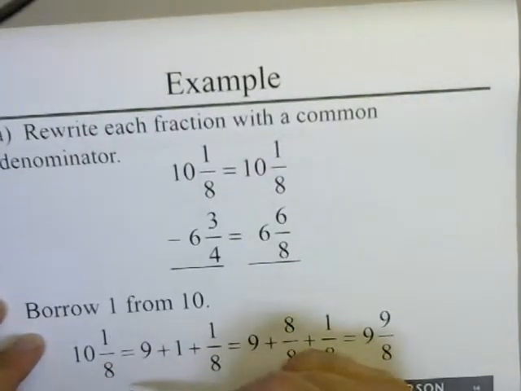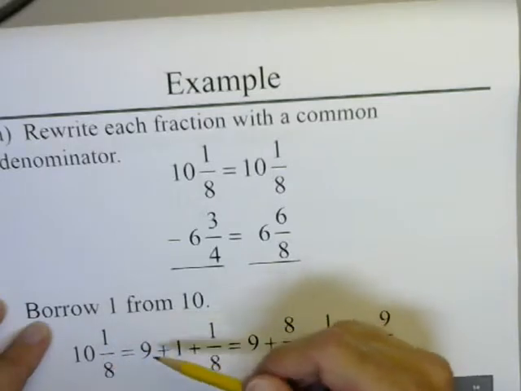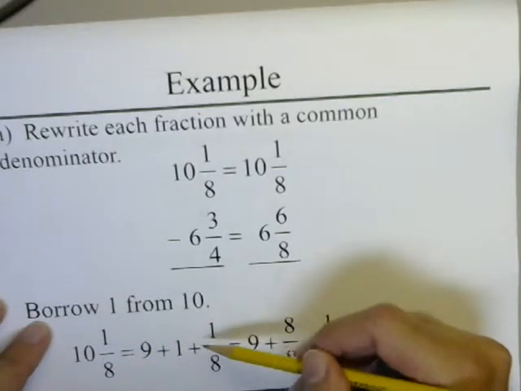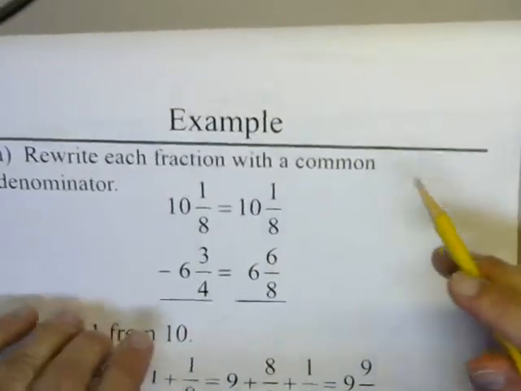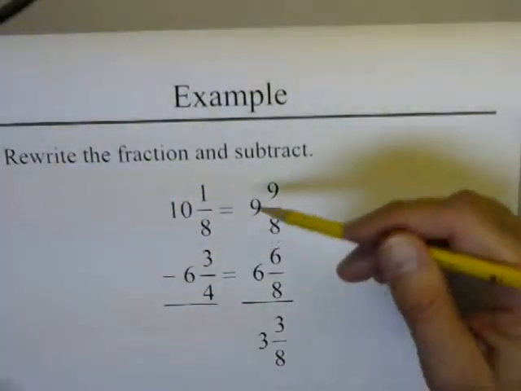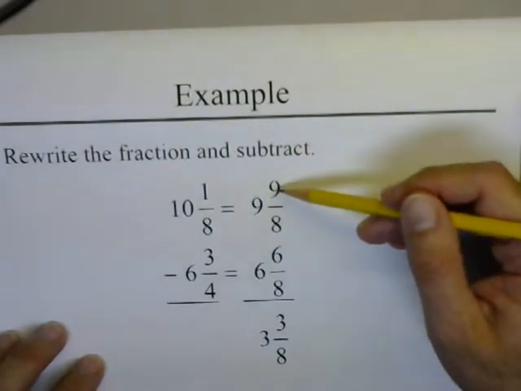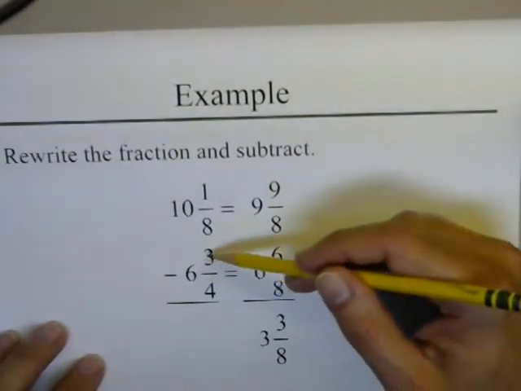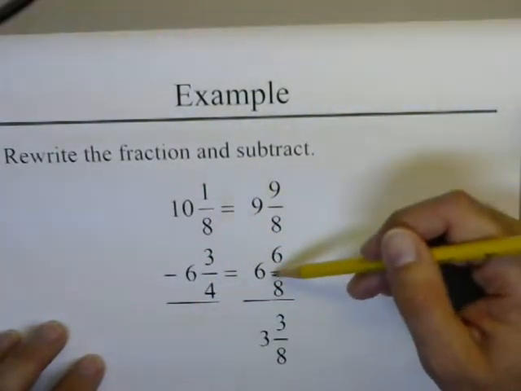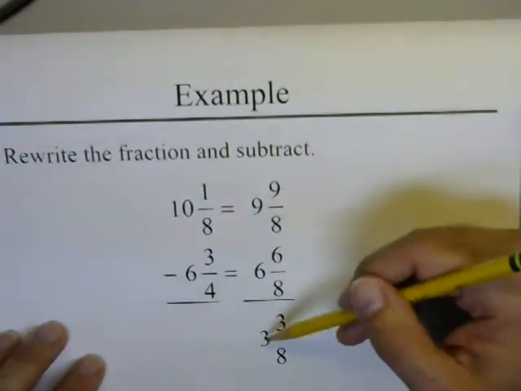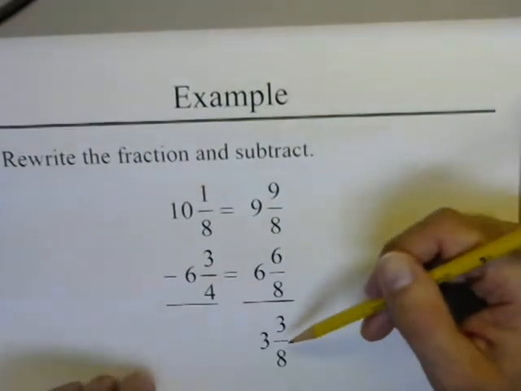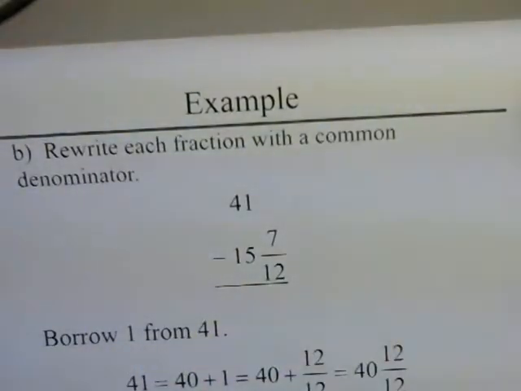So the 10 and 1/8, I'm going to write that as 9 and 1/8 plus 1, which is 9 and 9/8, and then I can subtract it in that case. So I'll take 10 and 1/8, convert that to 9 and 9/8, and subtract the 6 and 3/4, which I'll convert to 6 and 6/8. Subtracting the 6 from the 9 will give you 3, and then 9/8 minus 6/8 will give you 3/8.